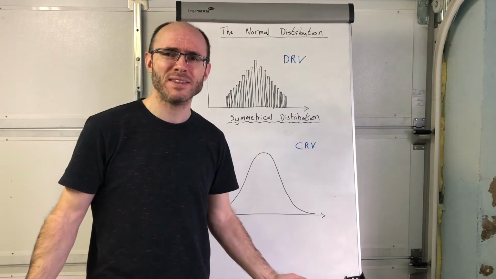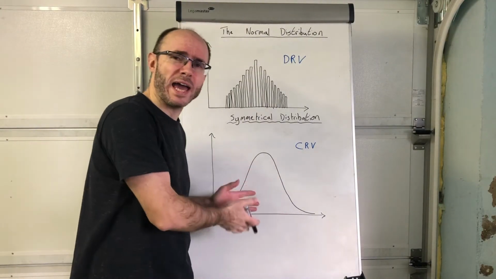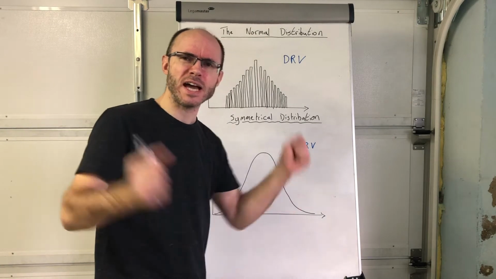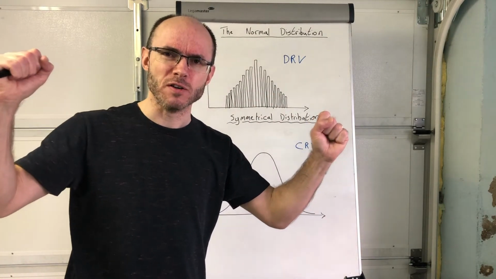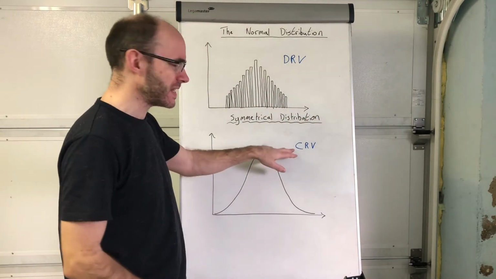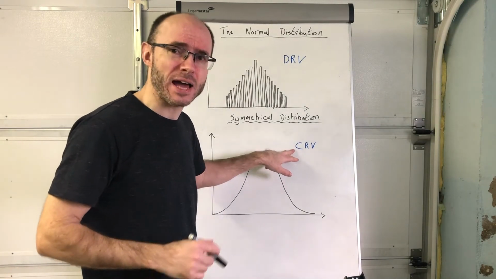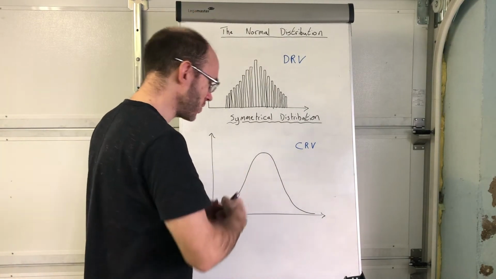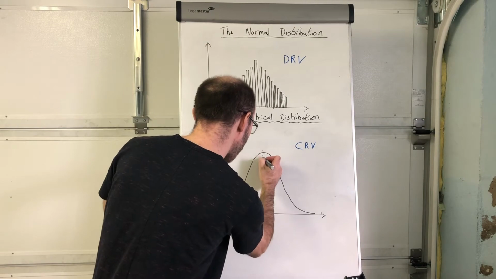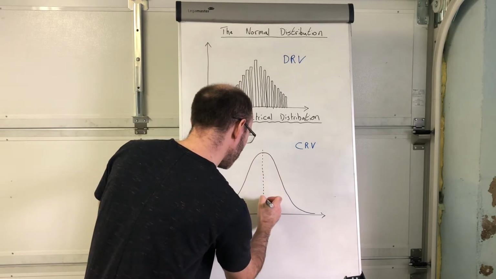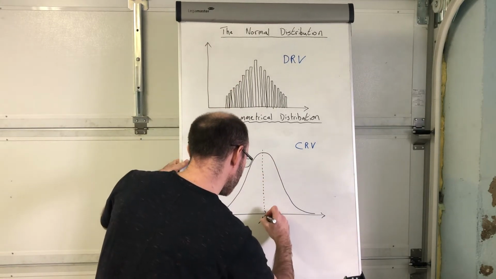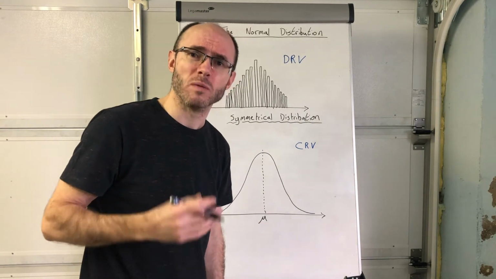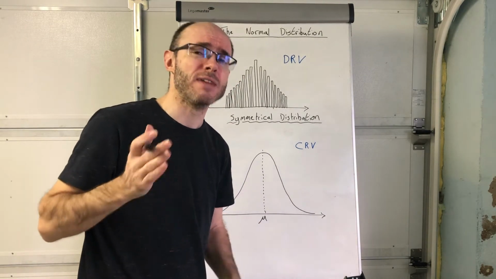Right, back to my board again then. This is what we call a normal curve. That's what it's all about, and it's for continuous data. The curve is perfectly symmetrical about this point here, and on our horizontal scale, that point is the mean, which we often call mu. Remember, the mode, median and mean are all the same.